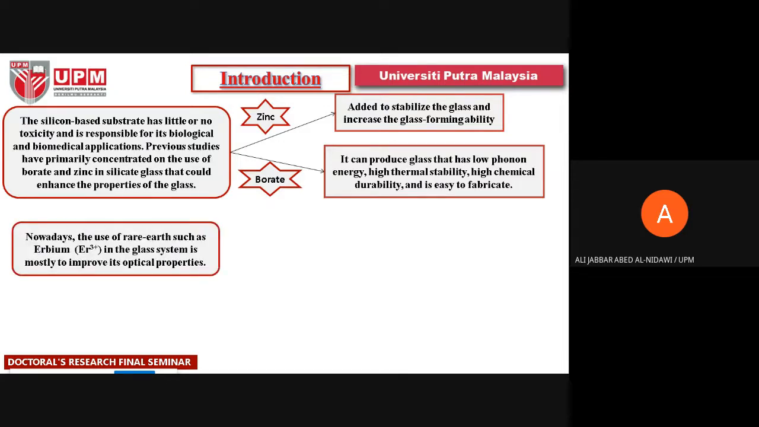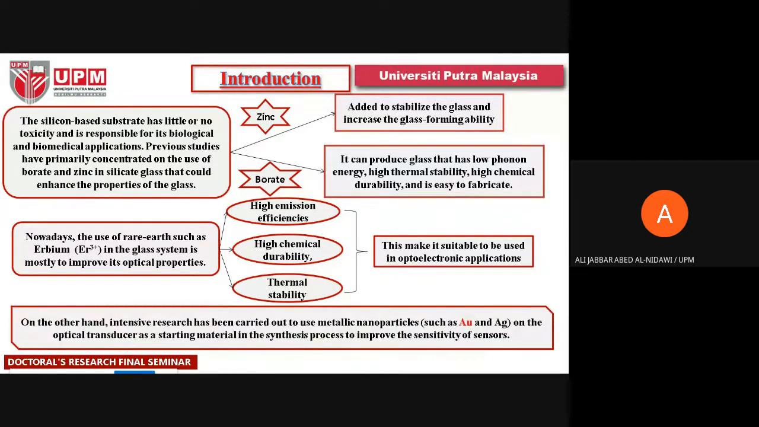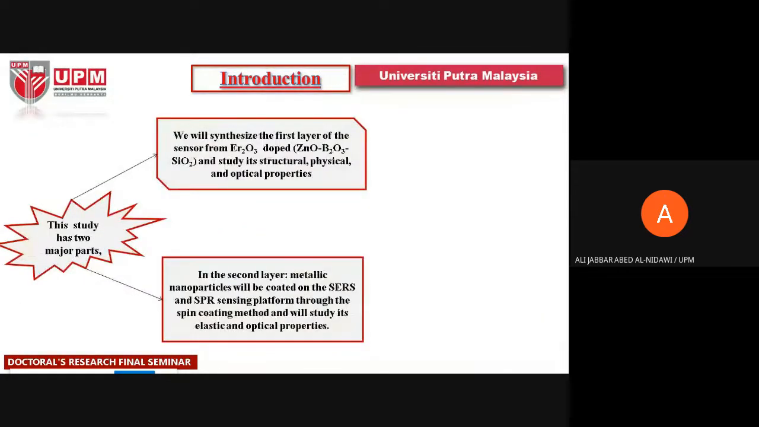Nowadays, many researchers use erbium to improve the optical properties of some glasses by getting high emission efficiency, high chemical durability, and thermal stability. This makes it suitable for optoelectronic applications. On the other hand, intensive research has been carried out on using metallic nanoparticles such as gold on the optical condenser as a starting material in the synthesis process, to improve the sensitivity of the sensor.